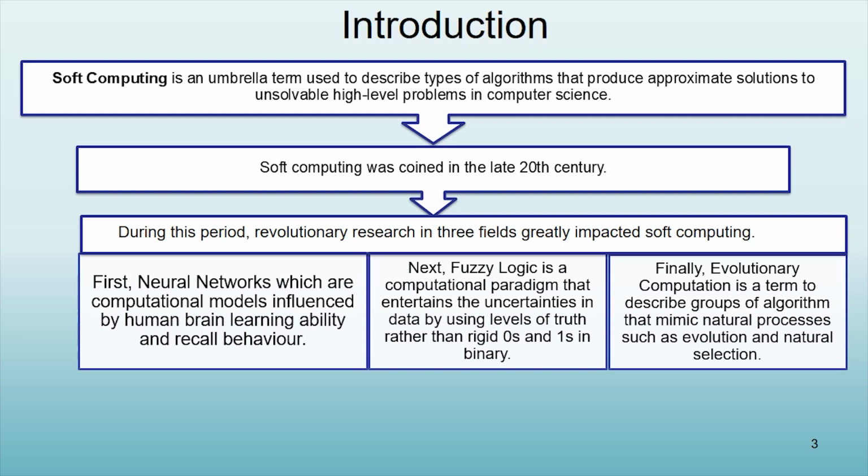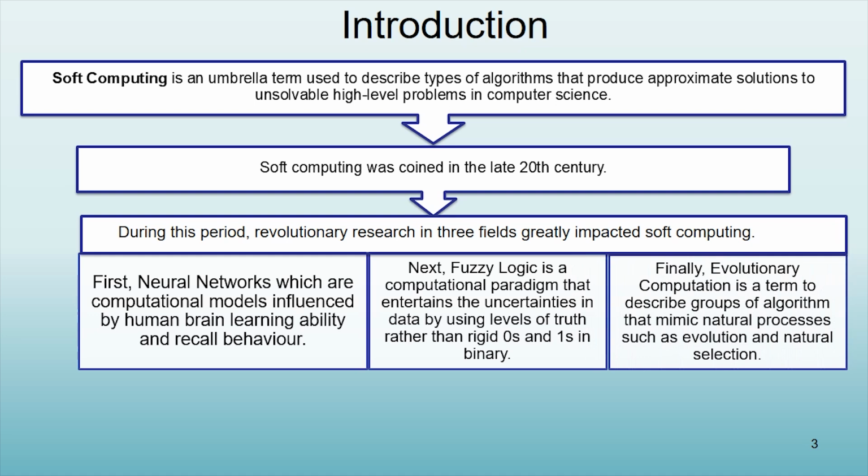This term soft computing was coined in the 20th century. During this period, various revolutions took place, and all that happened in three different sectors. First is neural network. What is a neural network? Neural networks are nothing but a computational model inspired by the human brain and its associated learning ability as well as the recall behavior.